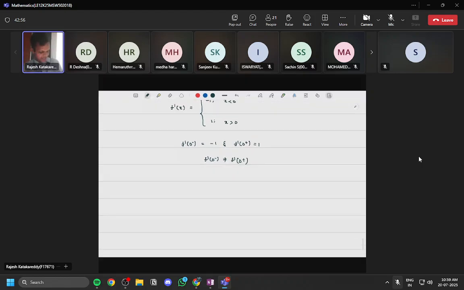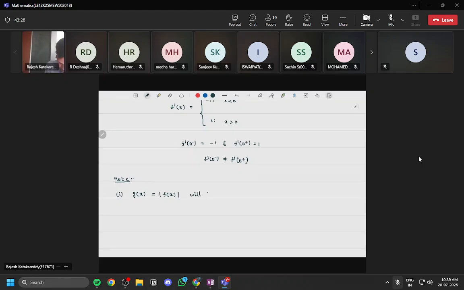As we have seen earlier, what I can add here is that modulus of f of x will be non-differentiable whenever f of x is equal to 0. Clear? If we have g of x equal to modulus of f of x, it will be non-differentiable.